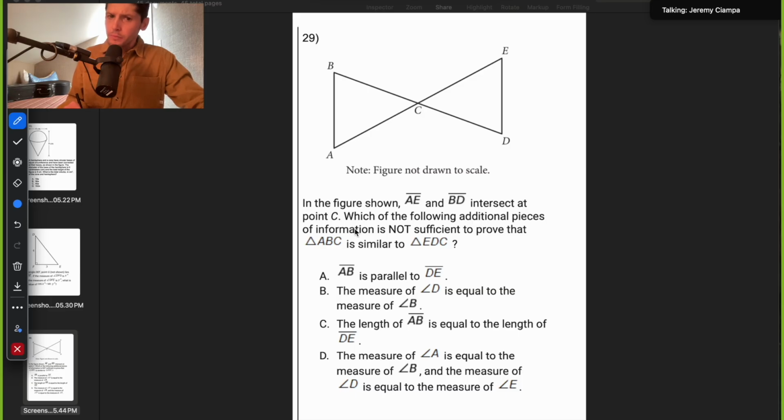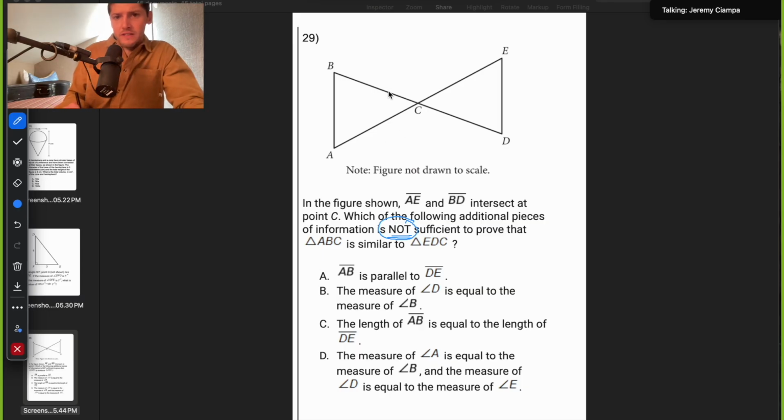Which of the following additional pieces of information is not... If you see a word capitalized, underlined, italicized, or bolded, you highlight it. Don't just take their emphasis for granted. Flag that for yourself. Which of the following pieces of information is not sufficient to prove that ABC is similar to EDC?